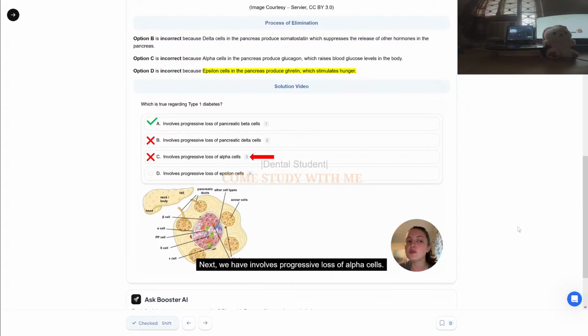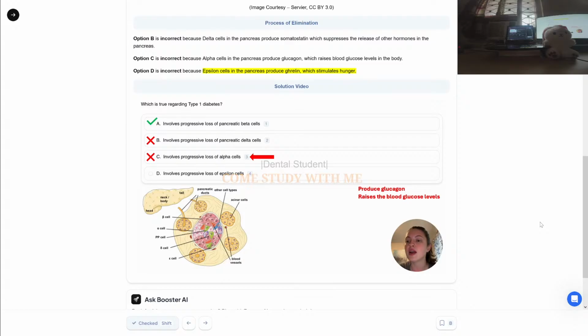Next, we have involves progressive loss of alpha cells. Now, these specific cells in the pancreas produce the hormone glucagon, which is kind of the counterbalance to insulin when talking about blood sugar regulation. Glucagon raises blood glucose levels by promoting the breakdown of glycogen, or the stored form of glucose, in the liver, and stimulates the release of glucose into the bloodstream.